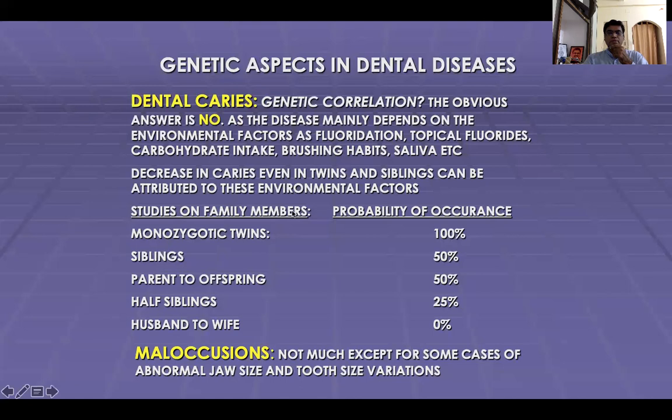Studies done in the family members and the probability of occurrence of disease, if you can see: monozygotic twins, it is 100% chance, siblings, it is 50%, parent to offspring, 50%, half siblings is 25%, and husband to wife, it is 0%, unless they are related to each other, like from the previous generation. Malocclusions, not much except for some cases of abnormal jaw size and tooth size variations.